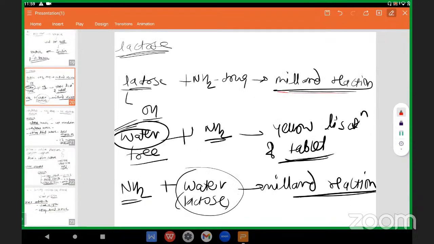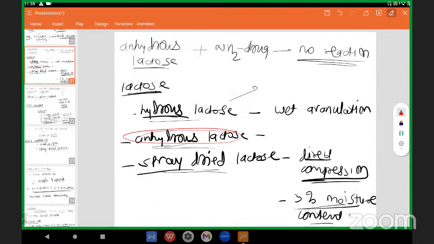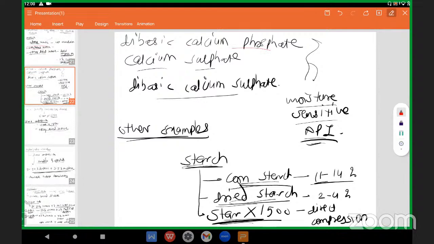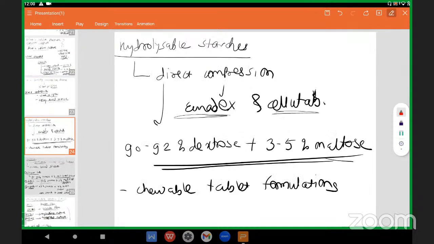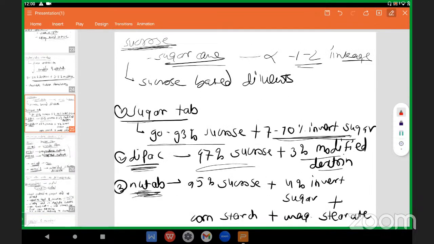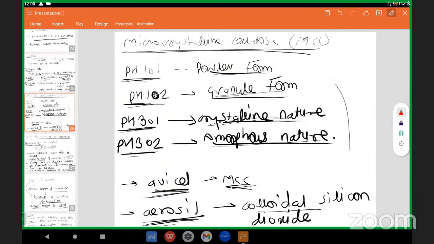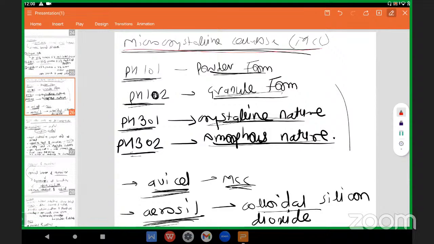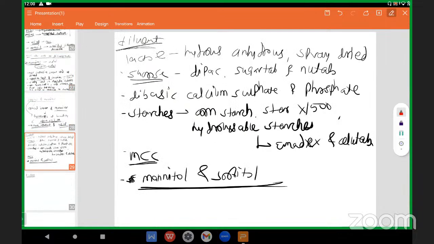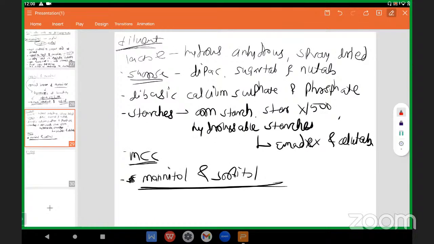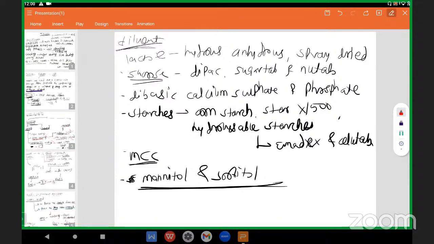Then we saw the Maillard reaction when we use an amine-containing drug. Then we saw what to do to avoid the Maillard reaction. Then we saw the different examples of moisture-sensitive drugs. Then starches. Then sugar-based diluents like Sugartab, Dipac, and Nutab, and the composition of each. Then microcrystalline cellulose, different grades. Then mannitol we have covered, and then sorbitol. Okay, clear this point? Any doubt till now?